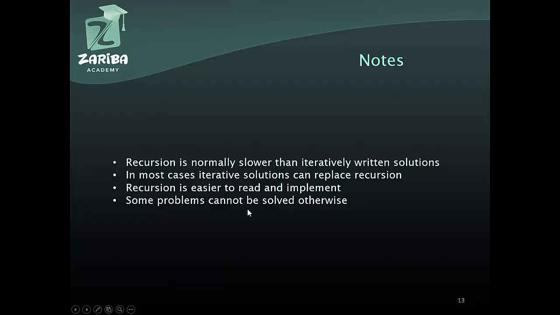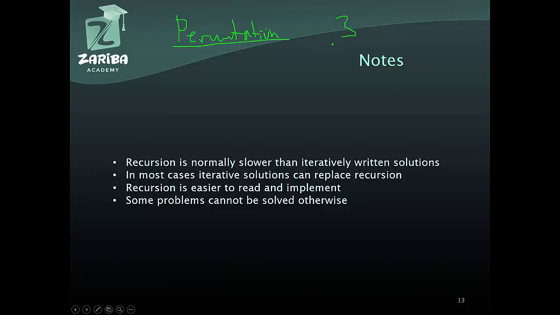Okay, and some problems cannot be solved otherwise. There are really some things that are not possible to be done any other way. One thing that I didn't discuss with you, let's say that I asked you to generate permutations, but without using recursion. So how would you do that?